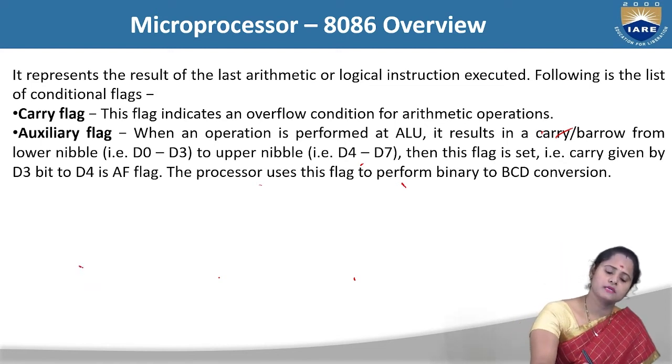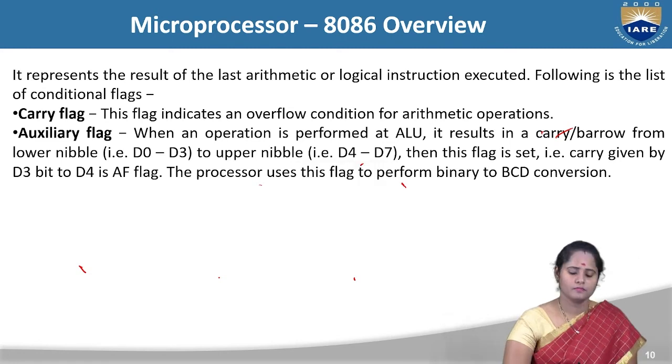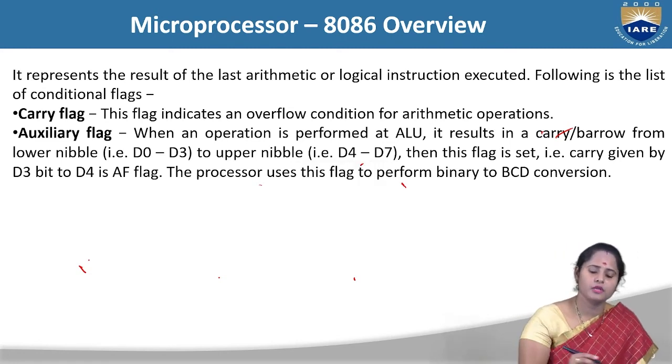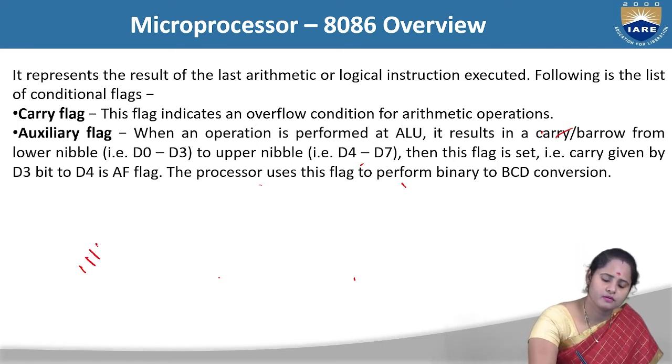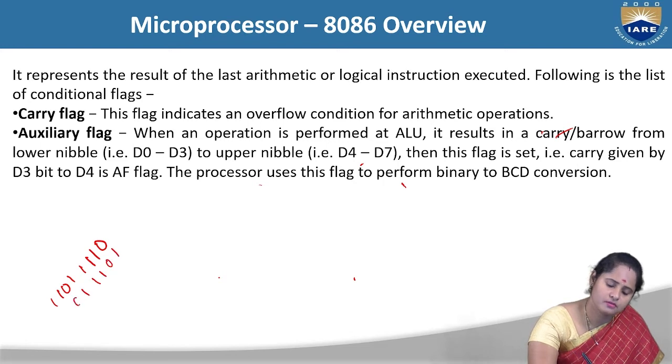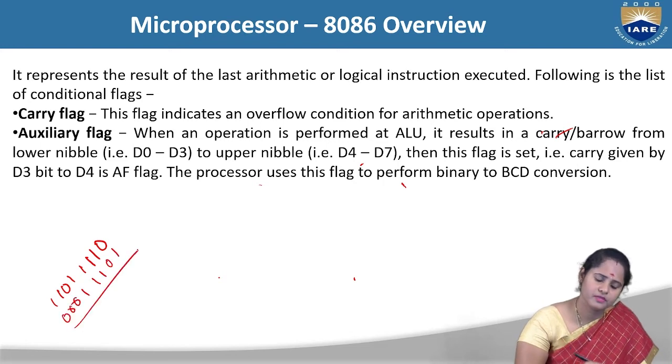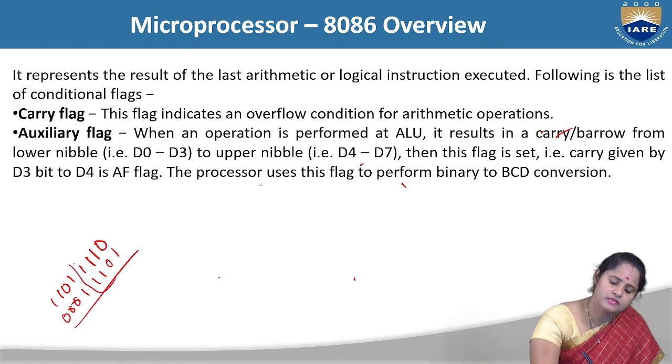I'm taking an example in order to indicate what an auxiliary carry is. This is a 4-bit group, this is another 4-bit group, and this is another 4-bit group, and another. These 4 bits are called a nibble, and these 4 bits are called another nibble.